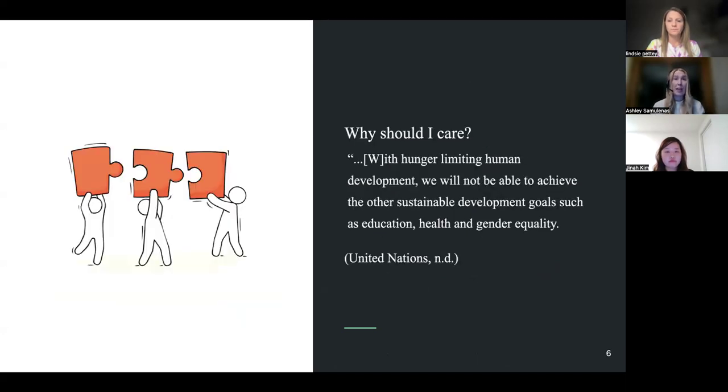So why should we care? With hunger limiting human development, we will not be able to achieve the other sustainable development goals, such as education, health, and gender equality, according to the United Nations. We all want our families to be able to have enough safe, nutritious food to eat. So I think that that's really important.